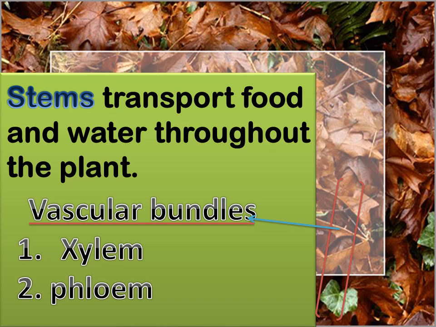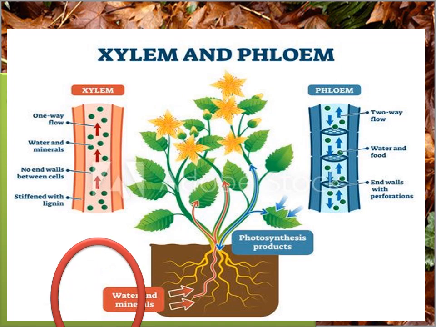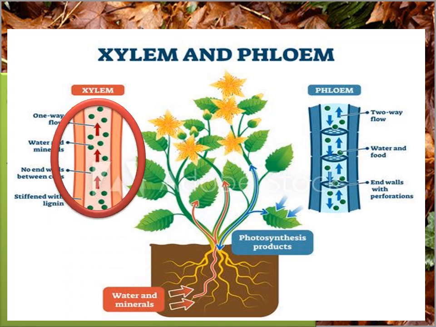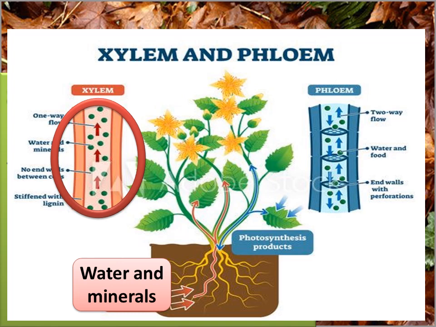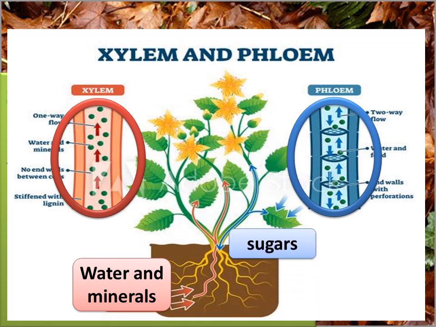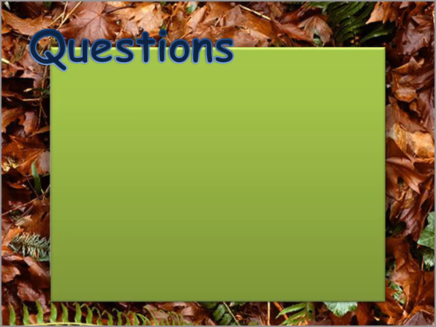Now, to tell you more about xylem and phloem, look at this picture. Xylem, color red. If you notice, the arrows are going up. So what does it imply? It implies that the water and minerals from the roots go up to the stems, going to the leaves that need nutrition, water and minerals. So the xylem goes up from the roots to the leaves. While the phloem goes down, opposite to xylem, the arrows going down. So from the leaves, it goes down to the roots. And from the leaves, it gives sugar to the roots.